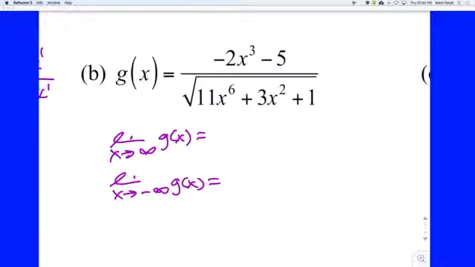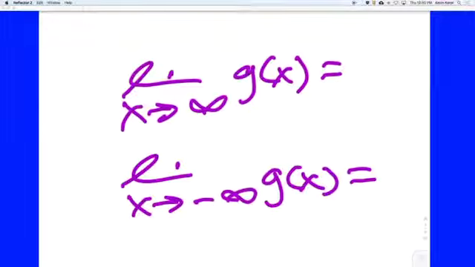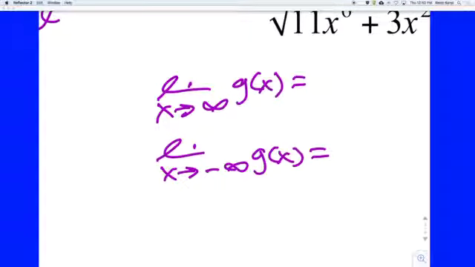Part B. You got a rational function, kind of, right? Polynomial divided by polynomial, but one of them has a radical in it. So we want to figure out the end behavior. Whenever you see a limit, you want to make sure that you carefully figure out what you're approaching, if it's handed to you.